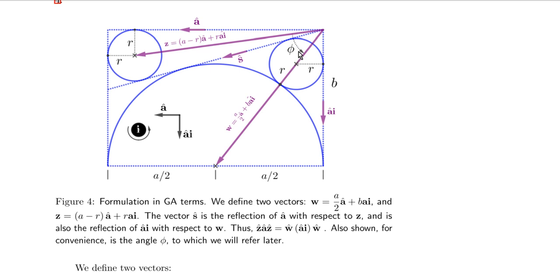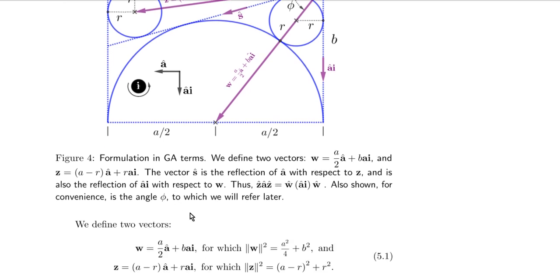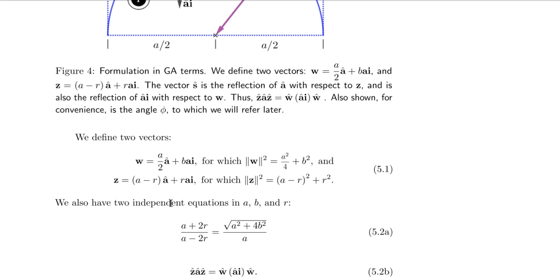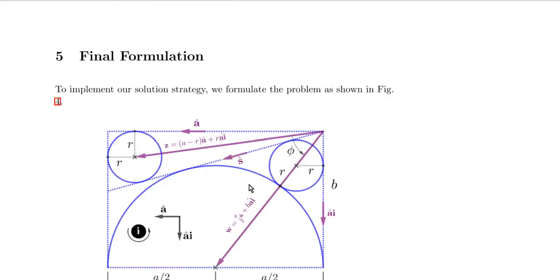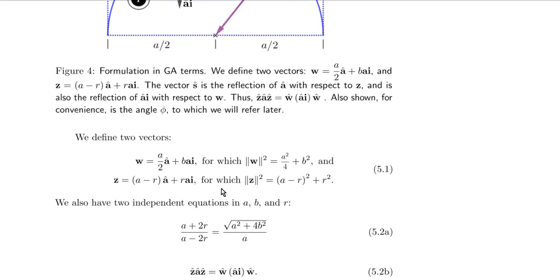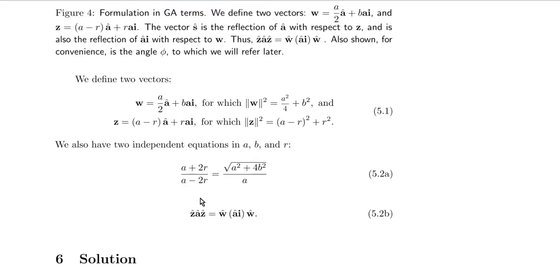We also show here the angle phi, which we will not use in the analysis, but we will use later for our convenience during our discussions. So at this point we've defined W, we have defined Z, and we have another independent equation, the one that we got earlier from the similar triangles. So now we can find an expression for r in terms of a and b from this equation, substitute that r into here, and then get b in terms of a.